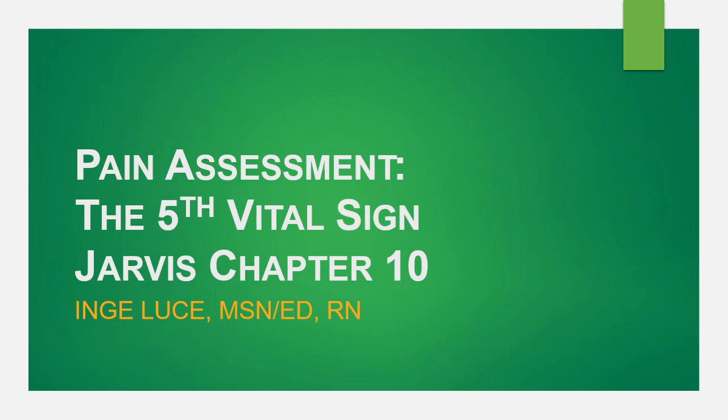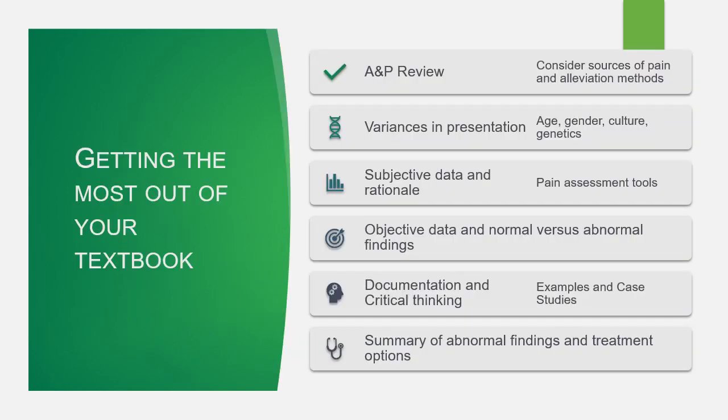Chapter 10 focuses on conducting a thorough and accurate pain assessment. In order to get the most out of your textbook, be sure to review the anatomy and physiology at the beginning of the chapter. Consider the different sources of pain and how they can be alleviated.